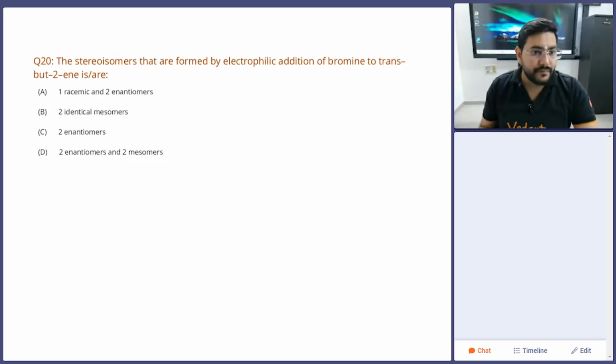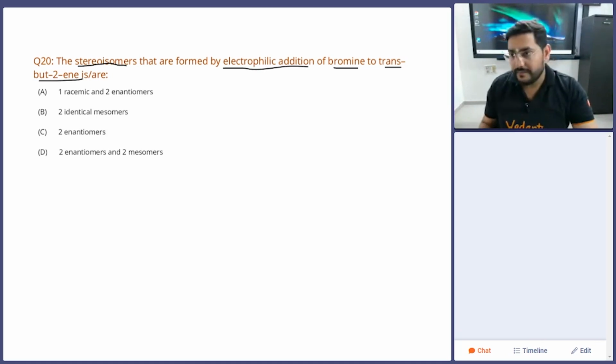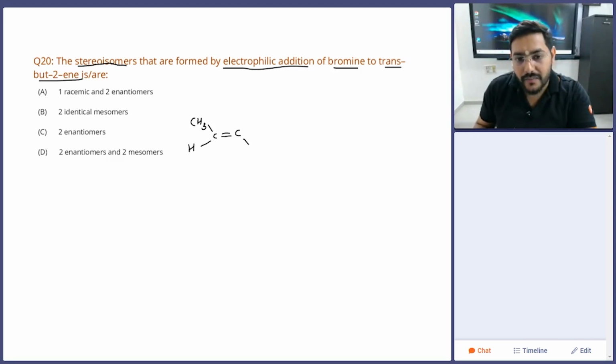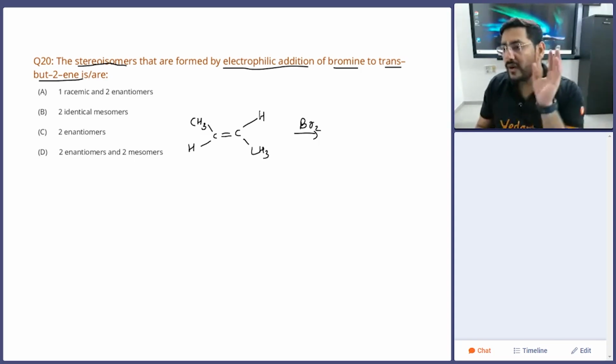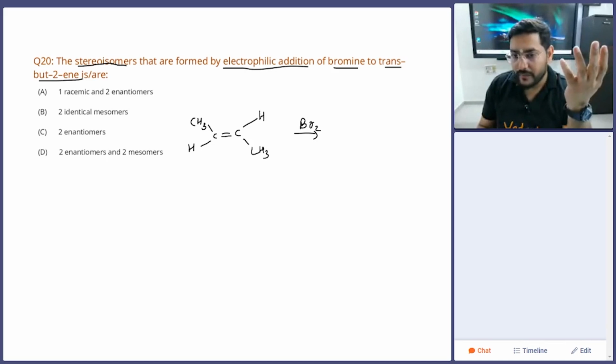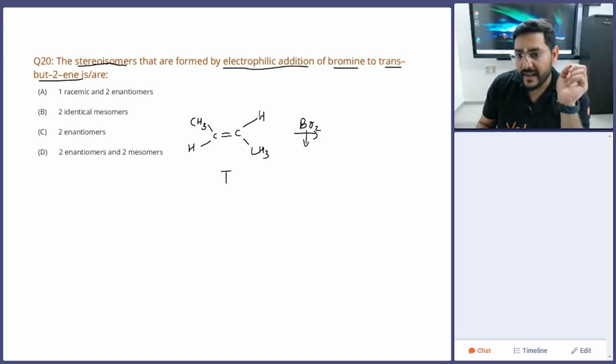Now, the stereoisomer that is formed by the electrophilic addition of bromine to trans-butene. Very simple. Basically, for trans-butene we are talking about CH3CH=CHCH3. When you add Br2 in the presence of CCl4, which is reddish brown in color, on the alkene, what do we get? A colorless compound, because Br2 is reddish orange in nature. From trans, the addition happens in an anti manner.